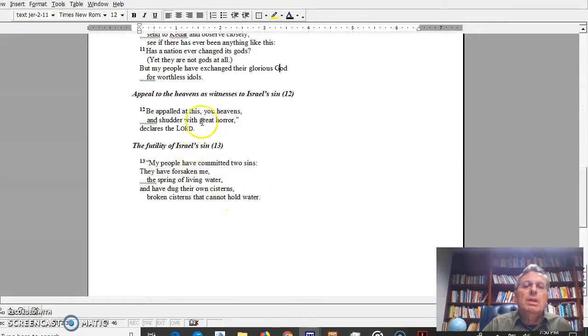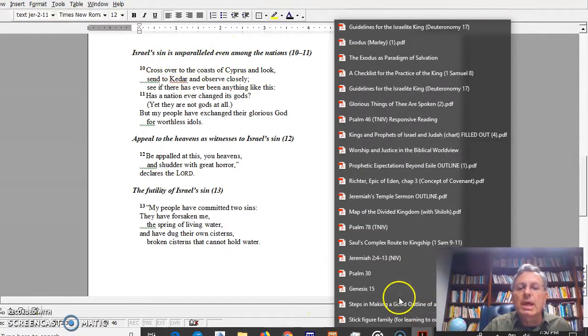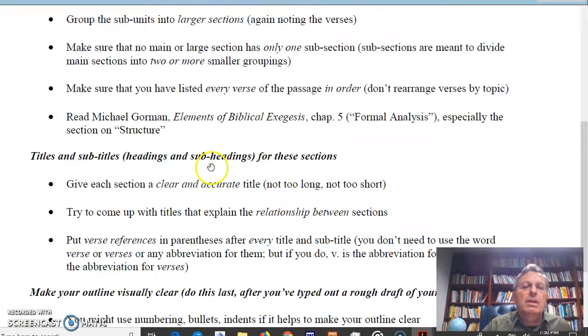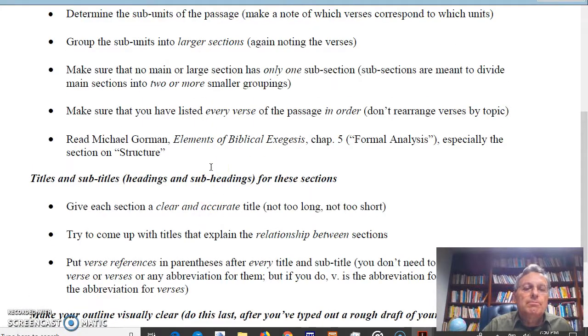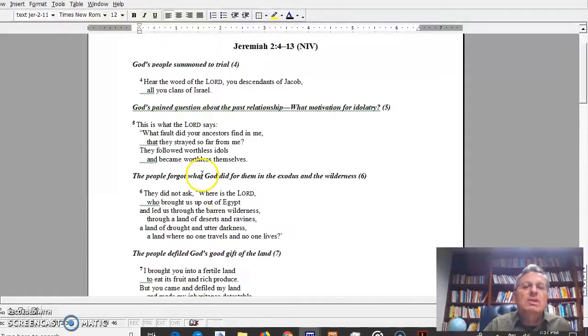So I have put in a number of subheadings. I've tried to be as specific as I can. That's one of the criteria that I mentioned in Steps in Making a Good Outline. Give it a clear and accurate title, not too long, not too short. I try to come up with titles that explain the relationship between sections, and put in verse references everywhere. So my titles try to explain the relationships between sections, how one thing leads to another.